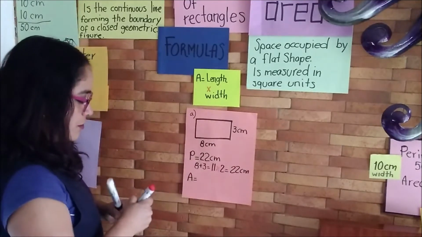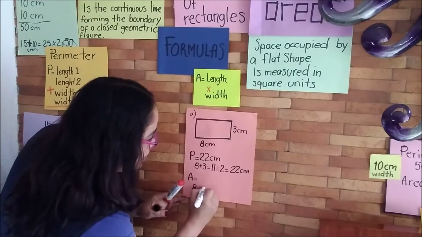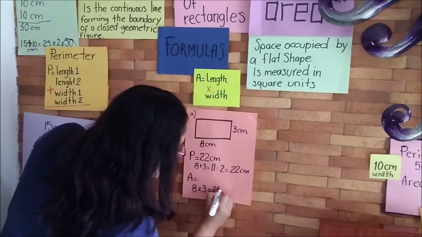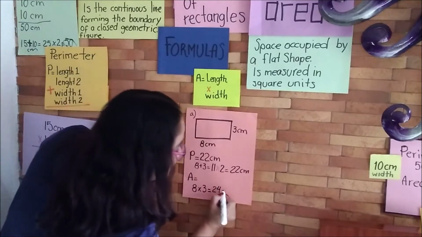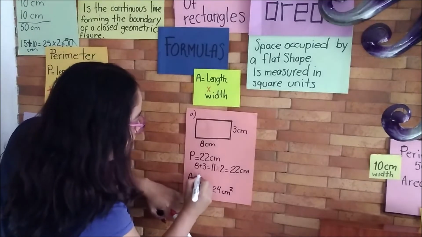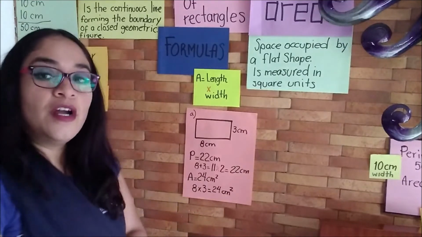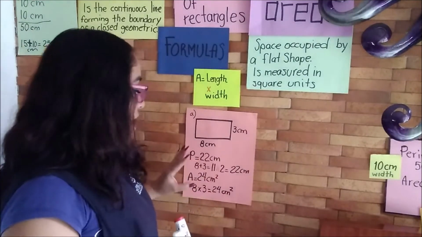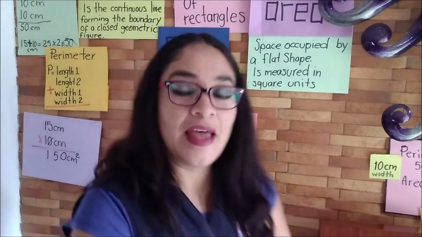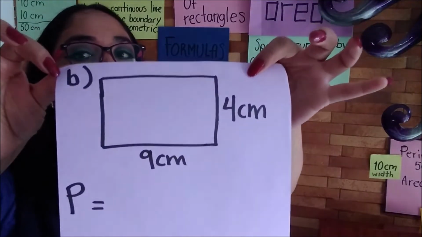For the area, remember that we have to multiply. So we have the same measurements, and we have 8 times 3. 8 times 3, 24 centimeters squared. Okay? So our answer is 24 centimeters squared. We're going to be doing one time this way, one time all the addition. Okay? So let's continue with exercise B.